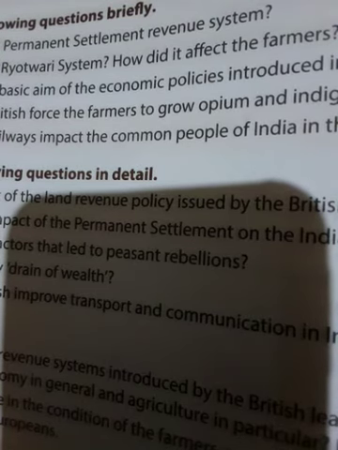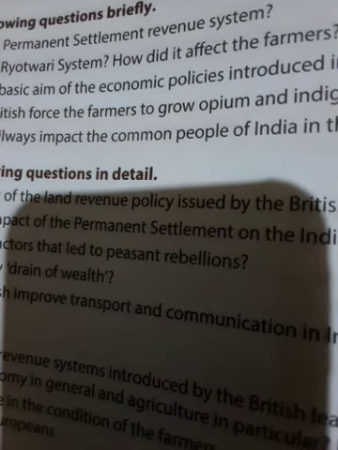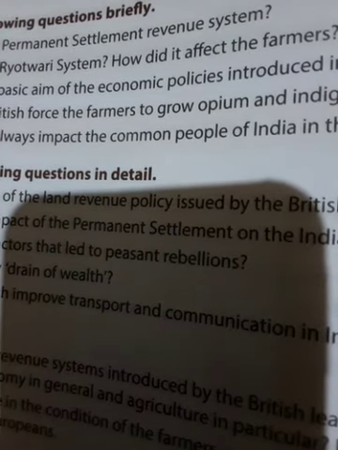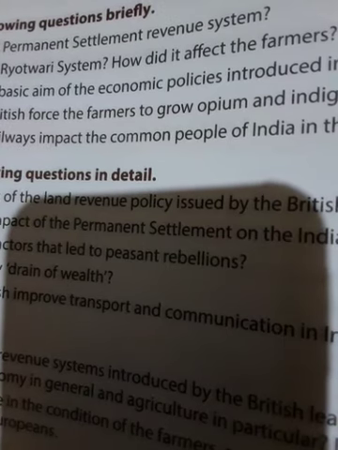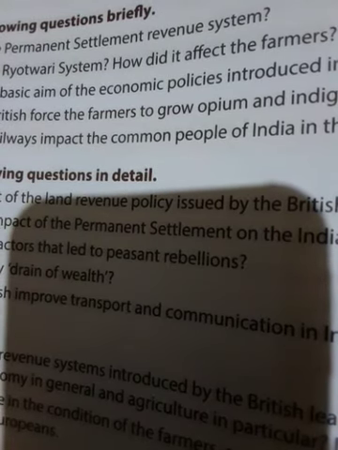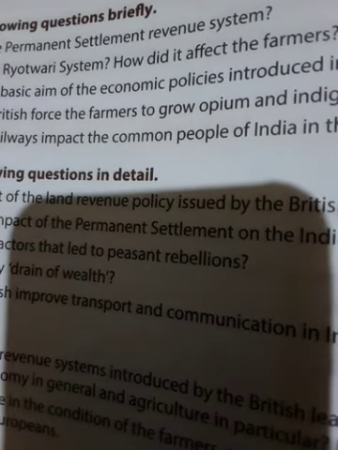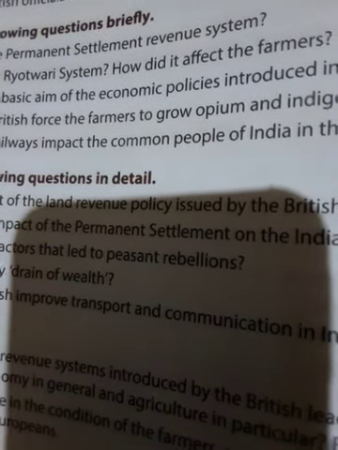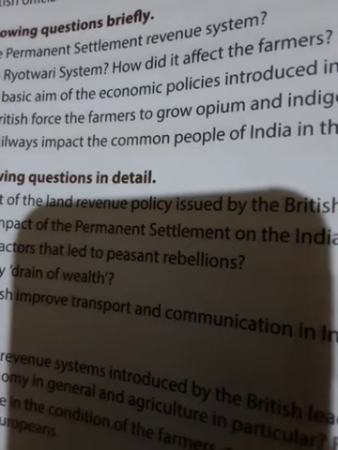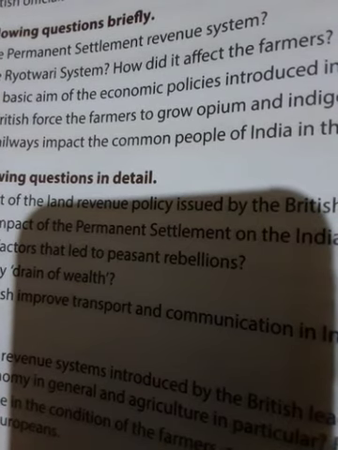The farmers were left at the mercy of zamindars, who had the power to evict them in case of non-payment of dues. This system gave rise to a class of absentee landlords who preferred to live off their agricultural land in cities but did little to actually improve agriculture.